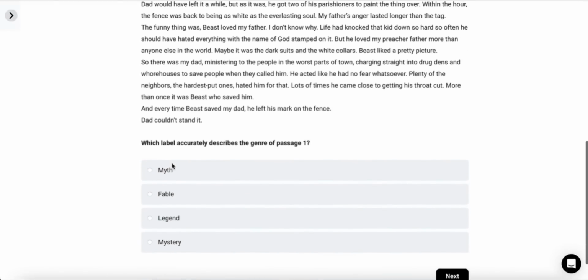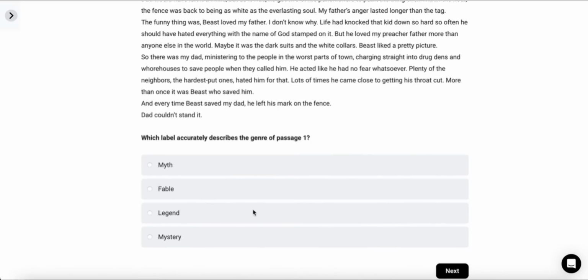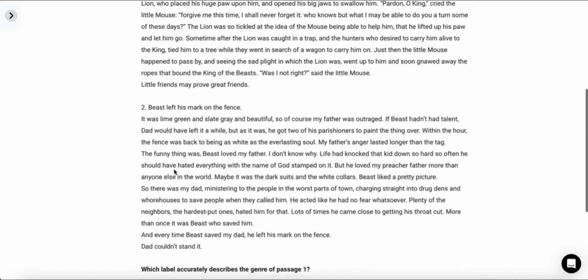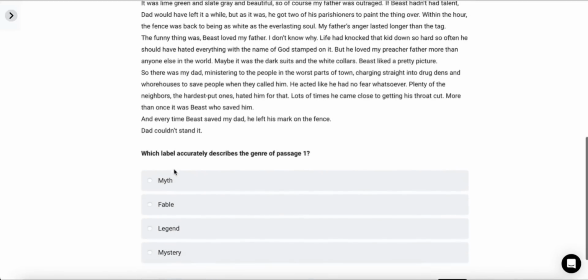Which label accurately describes the genre of passage 1? So is the first passage a myth, fable, legend, or mystery? A myth is usually a traditional story that concerns the early history of people, but it involves supernatural events, supernatural beings like gods. So myth wouldn't be the correct answer.